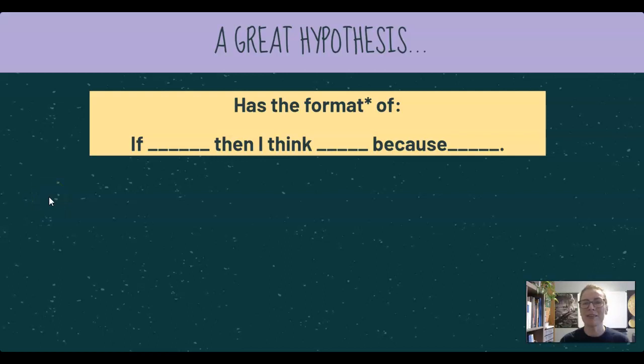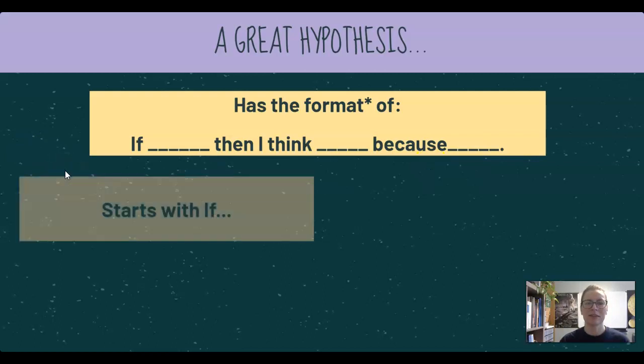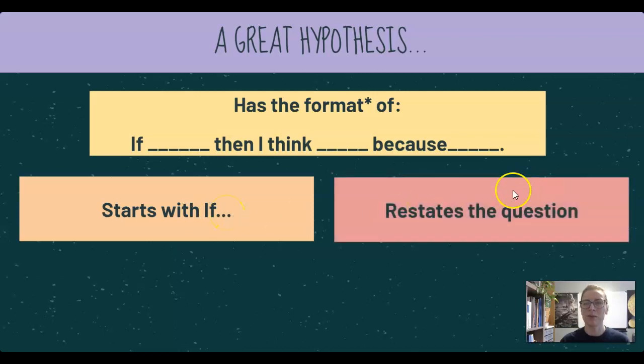A great hypothesis has this format. If something, then I think, because. All right, so if is conditional. All right, so we always start it with if. Then we're going to restate the question so that we know for sure the hypothesis relates to the question. That's going to go right here after the if.